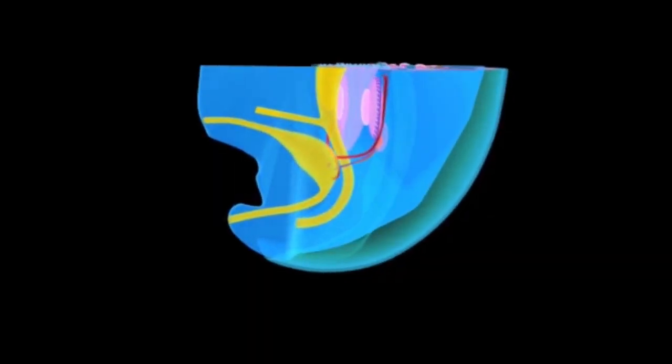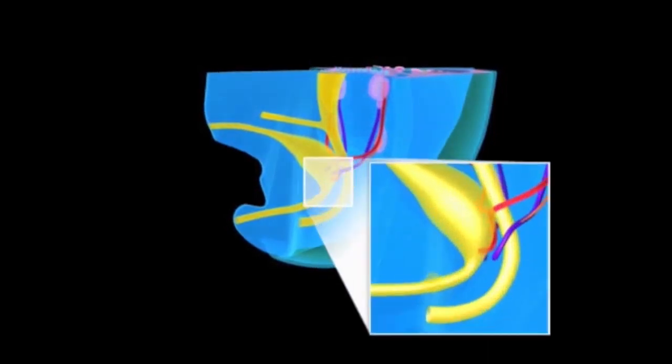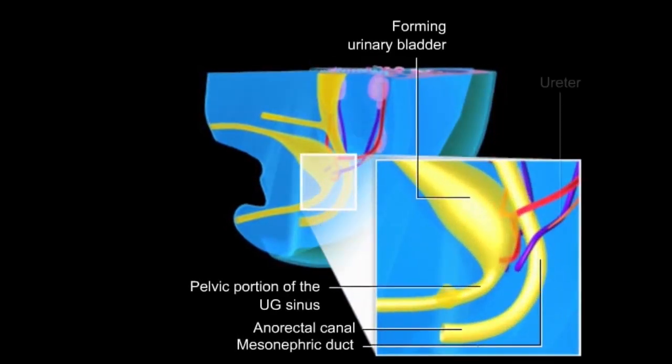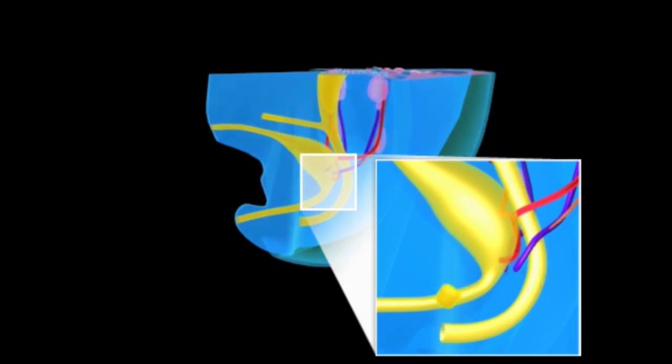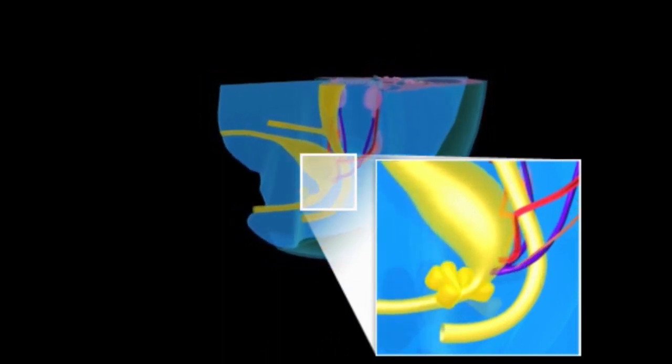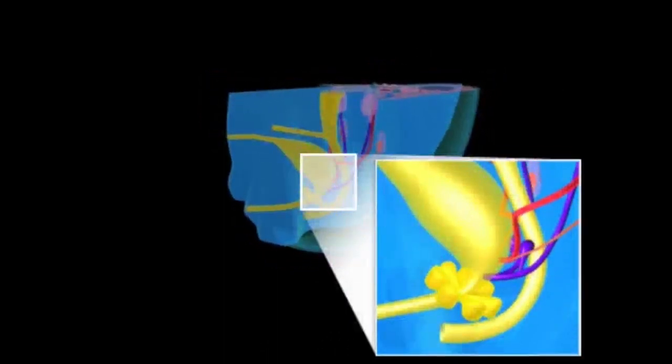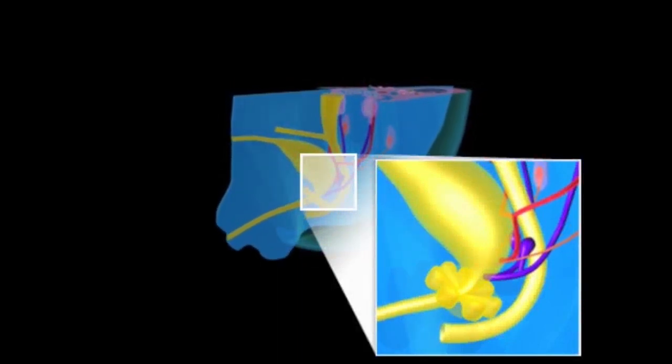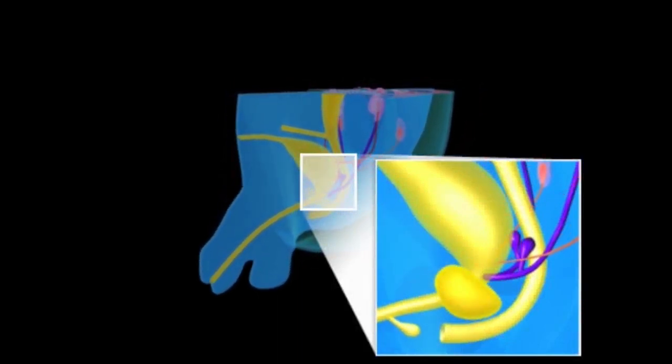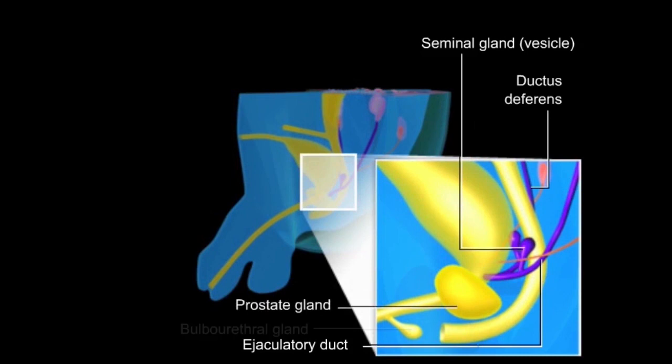In this close-up view of the developing male's secondary sex glands, we see the paramesonephric duct beginning to regress. The prostate begins to form from outgrowths of the urethral endoderm, while seminal glands form as outgrowths of the caudal ends of the mesonephric ducts. Lastly, bulbourethral glands develop from the spongy urethra.